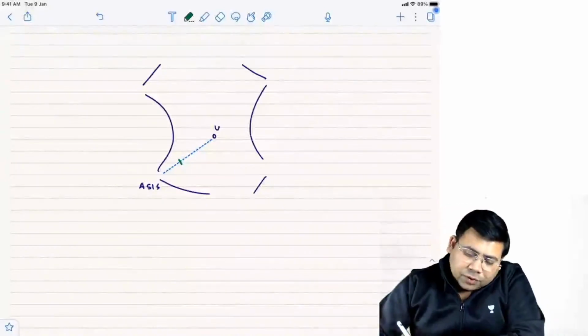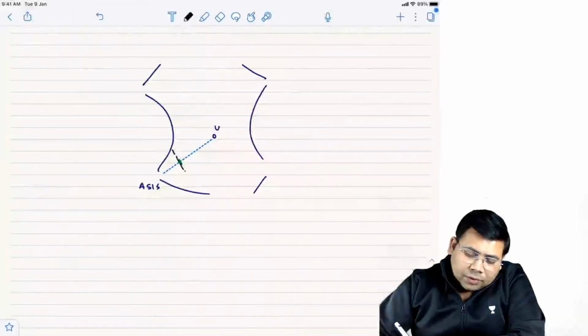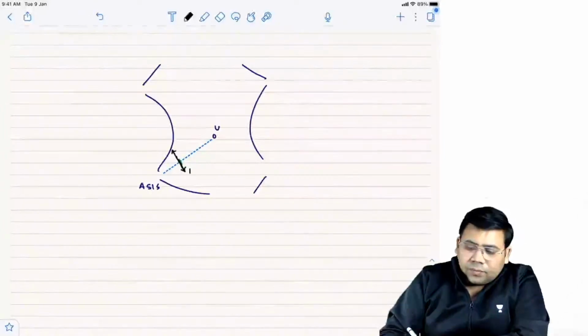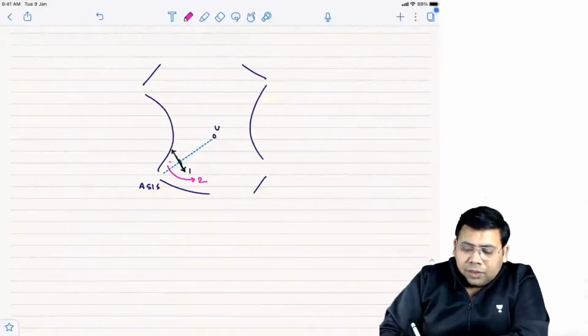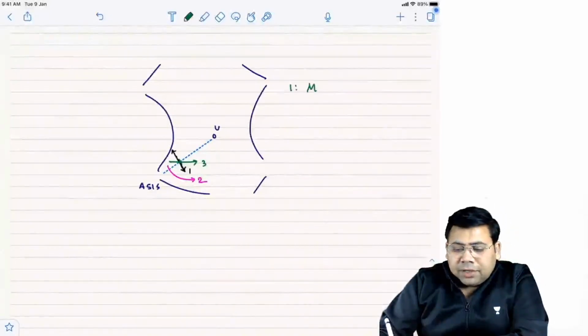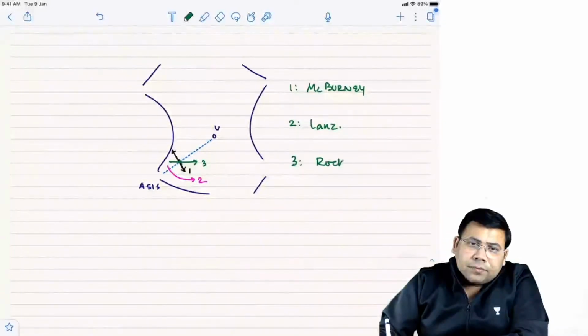We have a point which is known as McBurney's point. So this incision, suppose, is 1. Then we have an incision which is a bit low lying. This is 2. Then we have an incision which is transverse like this, 3. But 1 is your McBurney's, 2 is your Lanz, and 3 is your Rutherford Morrison's, Rocky Davis.